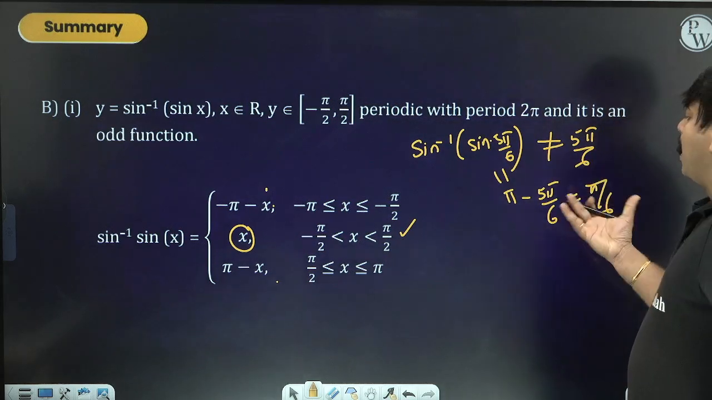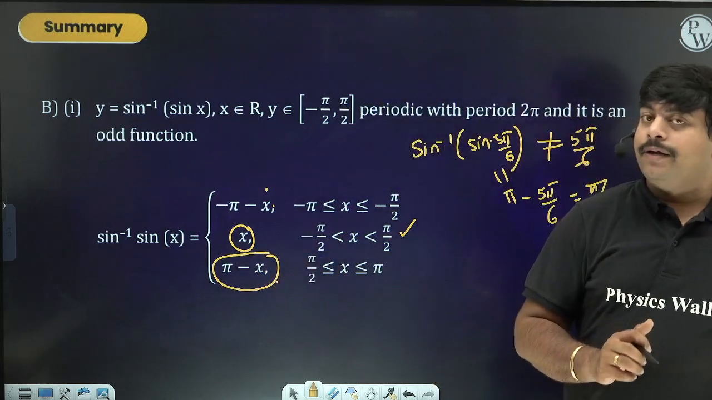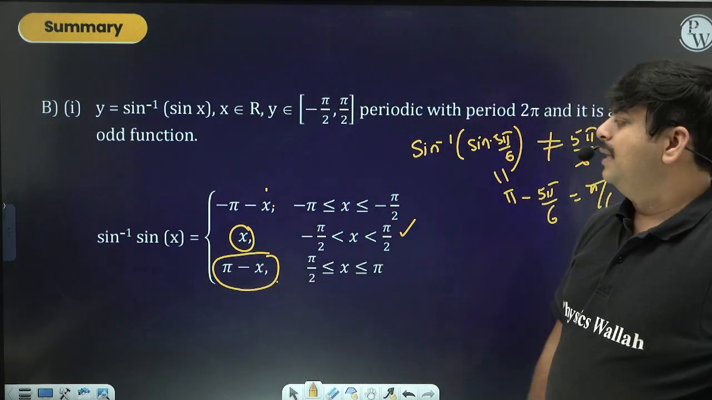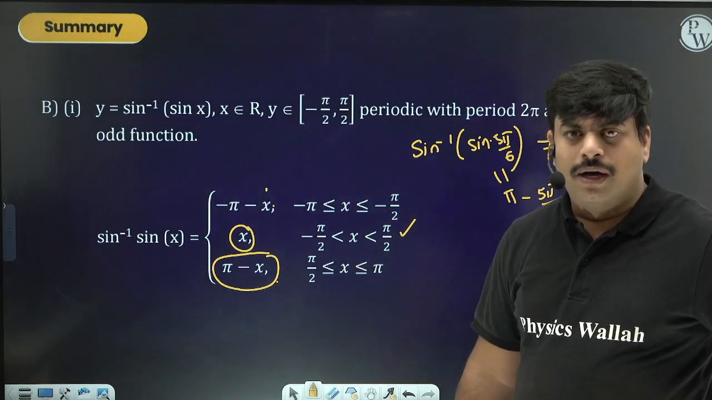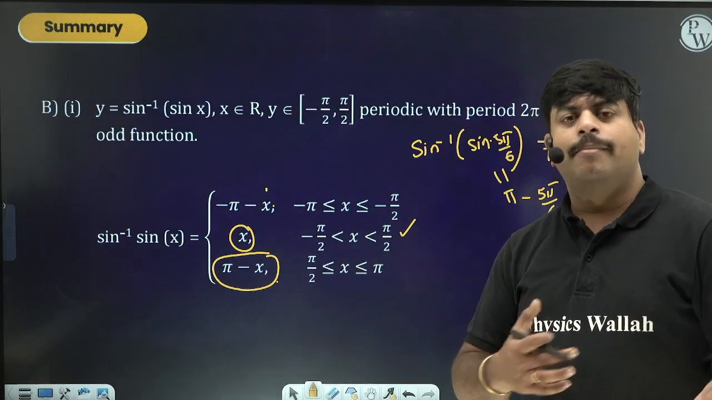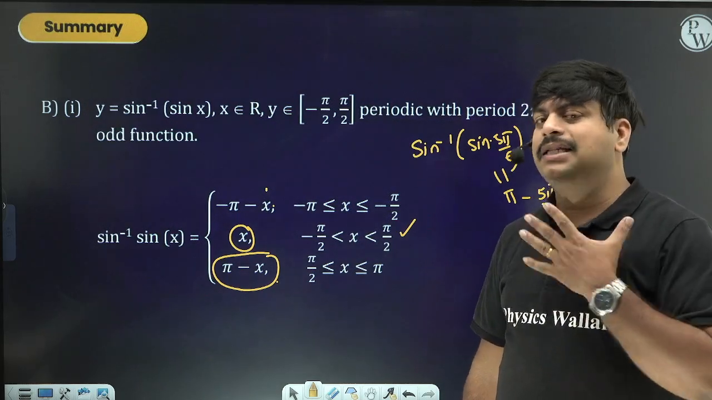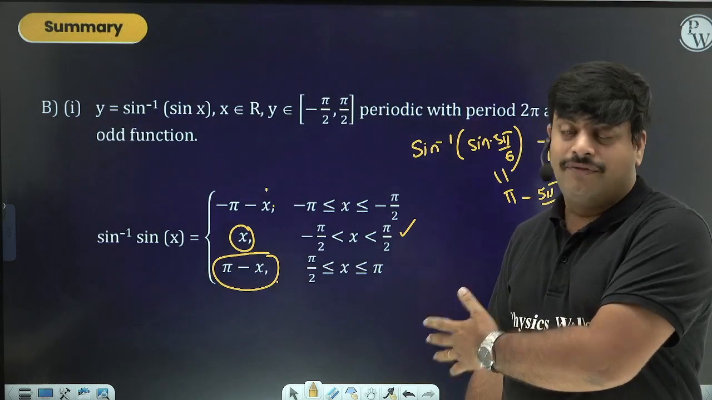So pi minus theta, so this is the same, pi minus x. So from there, we're getting the answer. There is still a lot that we can discuss about sine inverse of sine x, how to draw the graph and all, but that's not very relevant for your board preparation. But still, I suggest you learn about that because that's a very beautiful thing.